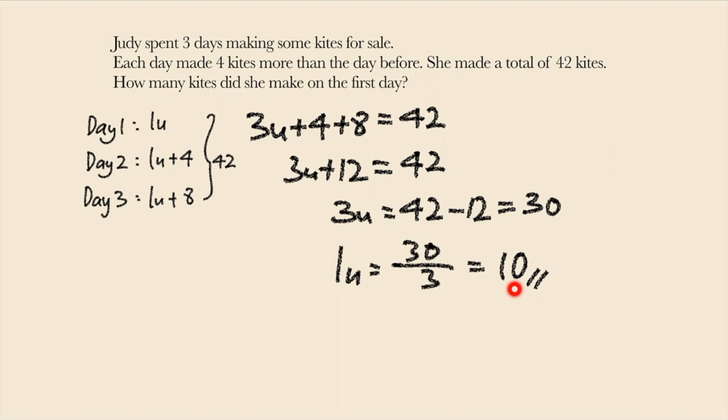Again, making everything clear, what's the advantage here? So maybe if the question asks how many kites were made on the 3rd day, right? We can just refer to this and know that we are supposed to take 10 plus 8.